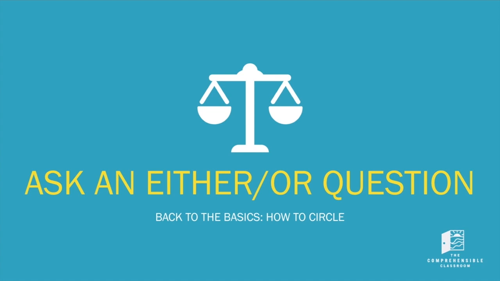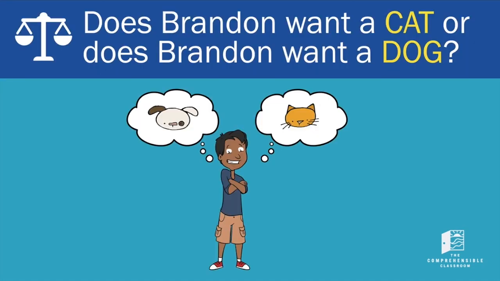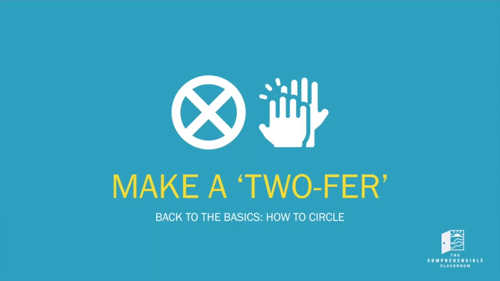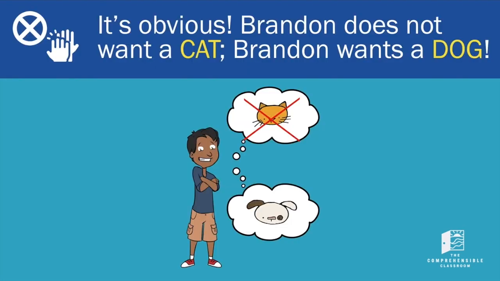Next, ask an either-or question. In this case, does Brandon want a cat or does Brandon want a dog? You don't have to use the same two variables throughout the whole thing. You could compare Brandon wanting a dog to Brandon wanting a hamster. But if you use the same two variables over and over, it's giving students repeated exposure to those two things, and it's really helpful. Then, after students respond, make another twofer. It's obvious. Brandon does not want a cat.